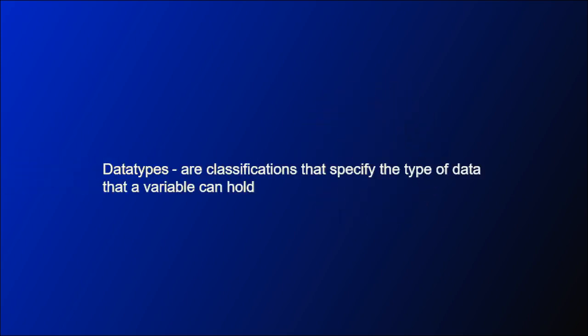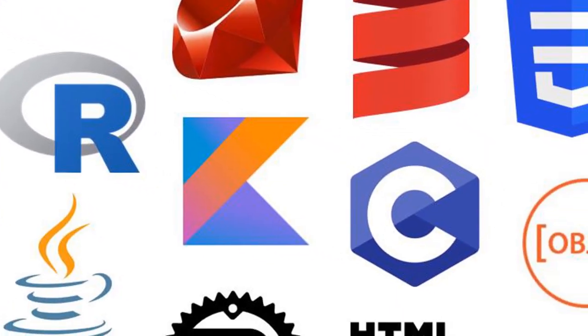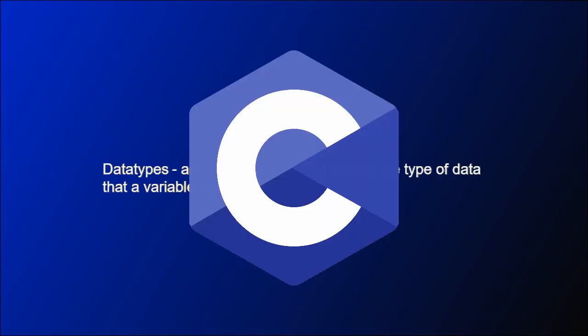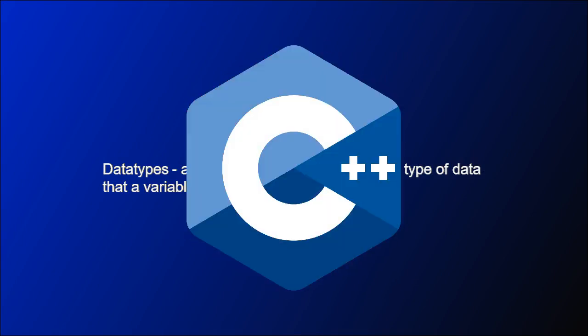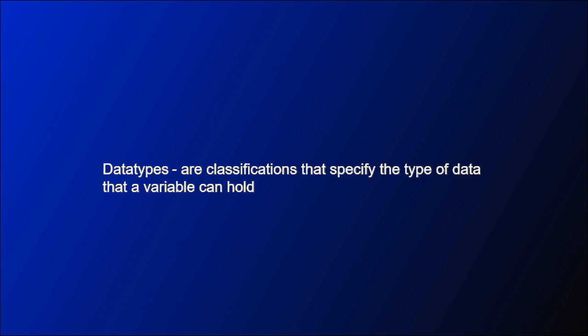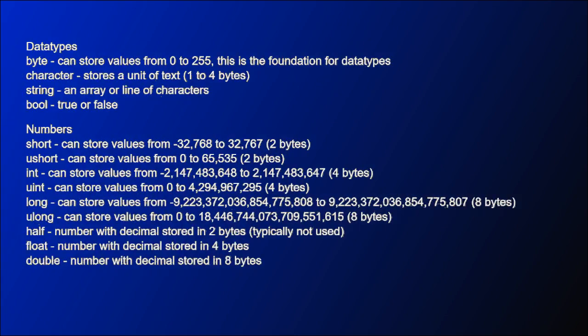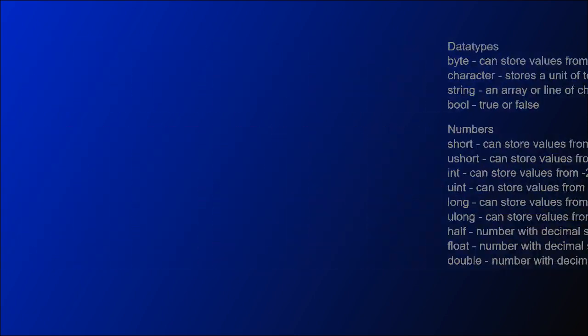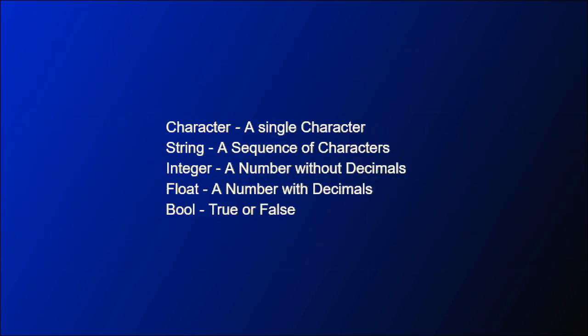I will be explaining how data types work. Data types are used in every coding language you may come across: C, C#, C++, Java, JavaScript, Python, and so on. As you can see from the definition, data types are classifications that specify the type of data that a variable can hold. Here are most of the data types, but we are only going to be talking about these data types.